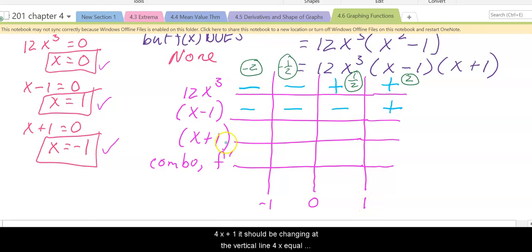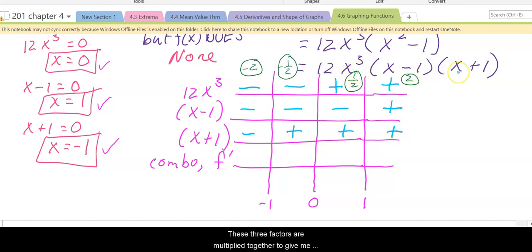For x plus 1, it should be changing at the vertical line for x equal -1, that critical value. Plugging in -2, we get a negative. Plugging in -1/2, we get a positive. There we see the sign change. The other values plugged in also give me positives.